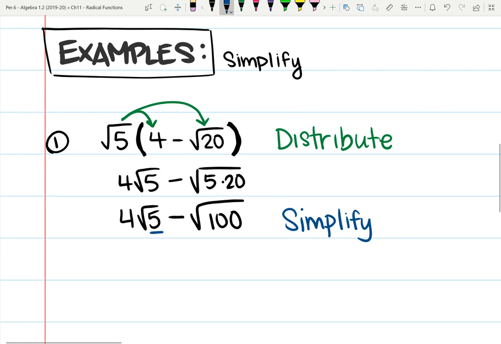Looking at this first term, see the 5? That's not something that I can divide. That's not anything that I can simplify. It's not a perfect square. So that first term, there's nothing to simplify.